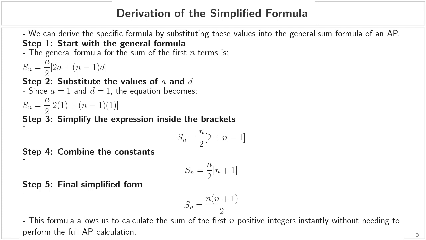Finally, in step 5, we arrive at our final simplified form. We can write this as S sub n equals n times the quantity n plus 1, all divided by 2. And there you have it. This beautiful, compact formula allows us to calculate the sum of the first n positive integers instantly, without the need to perform the full, more complex AP calculation every single time. This will be incredibly useful when we look at practical applications, like the crate stacking example coming up next.